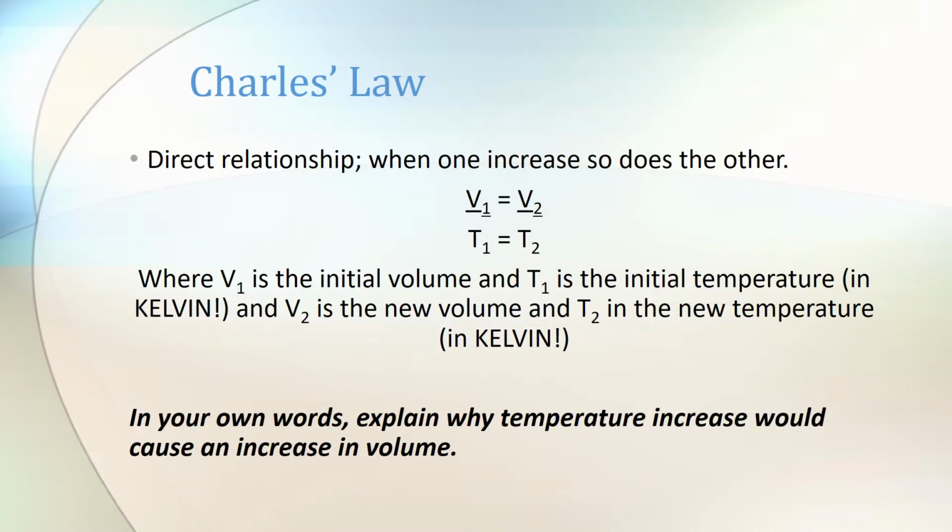Charles' law, on the other hand, is a direct relationship, meaning when one increases, so does the other. You'll note here we have two fractions rather than a linear equation. Here, V1, T1 are your initial volumes and temperatures, note in Kelvin. V2, T2 are our new volume and temperature, also in Kelvin. What this basically means is when we increase the temperature, we expect that the volume of the gas will increase. Thinking about this logically, by increasing the temperature, we should be increasing the kinetic energy. The more energy the particles have, the more they move and the further apart they will become.